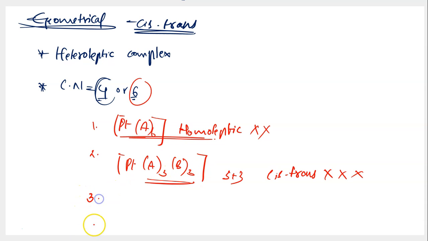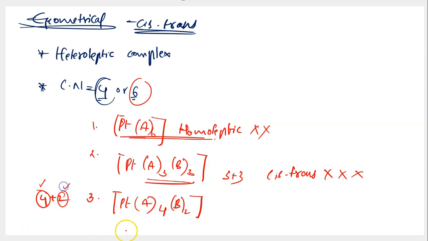And now moving on to the third kind of arrangement, you are having platinum acting as central atom. Ligand A taken 4 times, ligand B taken 2 times. Over here it is 4 plus 2 combination, 4 ligands of same type, 2 ligands of same type.